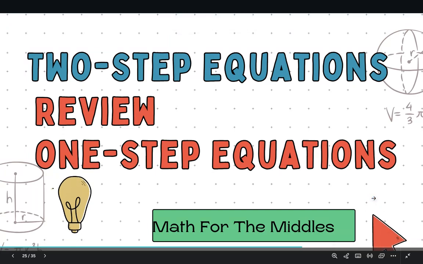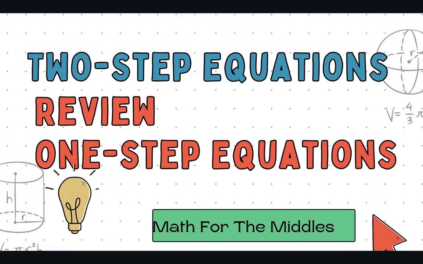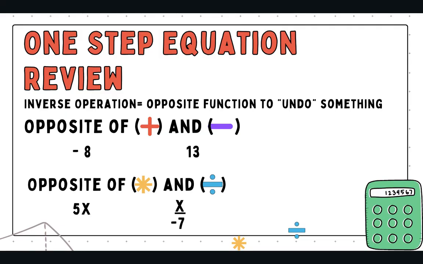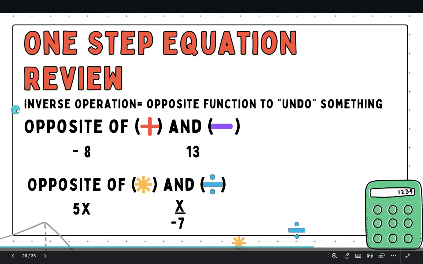Okay, so this is a quick review on one-step equations, which is a prerequisite skill for solving two-step equations. Let's dive in. What you need to know for this skill is you need to be able to identify the opposite of addition and subtraction and the opposite of multiplication and division. So in short, you need to recognize your inverse operations.